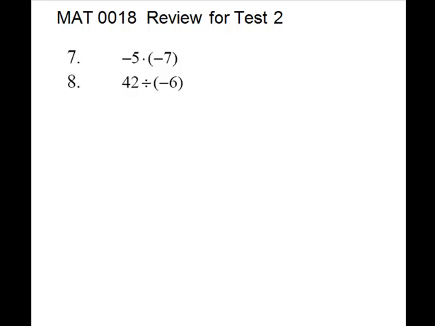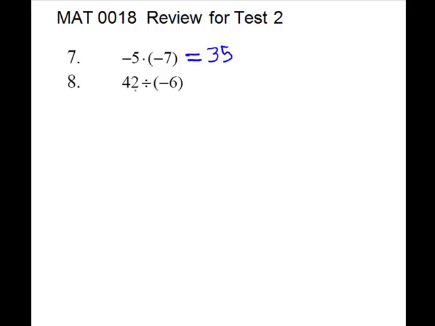So on problem 7, negative 5 times negative 7. If you want to do the signs first, you have two negatives. That's even. With a multiplication problem, even number of negatives will give you a positive. 5 times 7 is 35. You should get in a habit of either doing your signs at the beginning or the end.